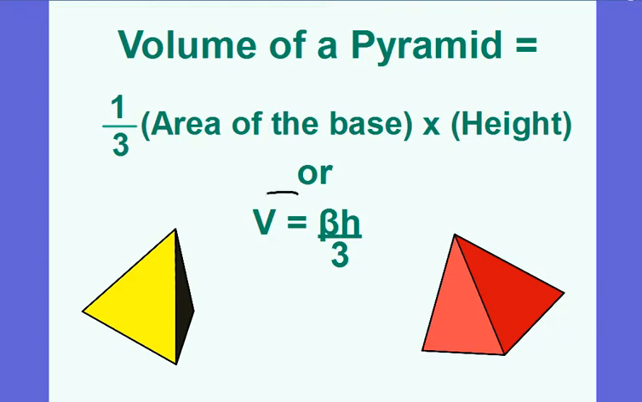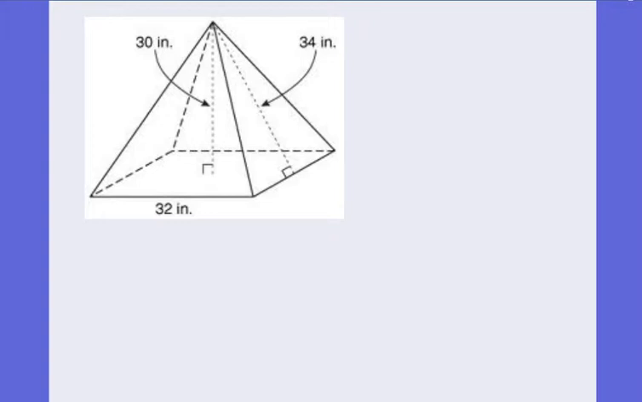So I'm still going to do area of the base times the height, but then I'm going to divide by 3 in the end to make it a pyramid. So here I have a square pyramid. Pyramids are also named for their base shape. The base of this pyramid is a square that's 32 inches by 32 inches.